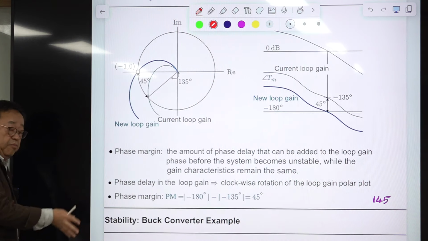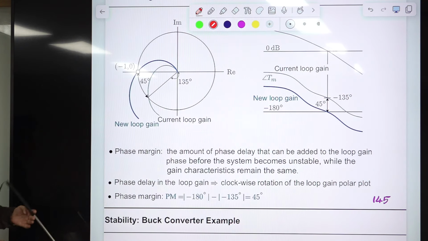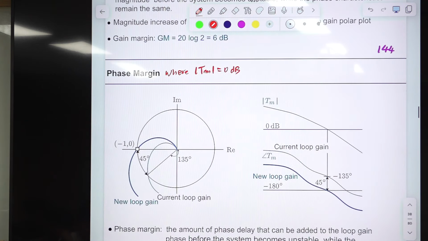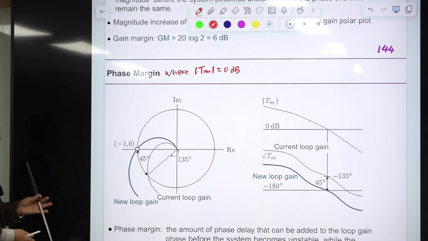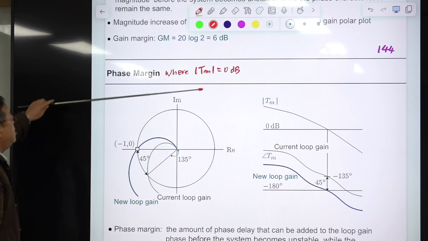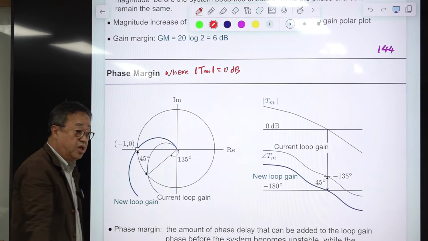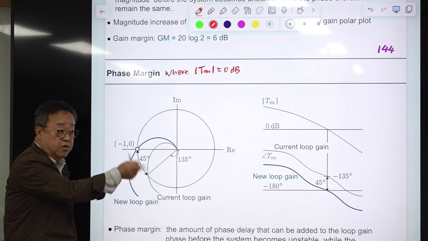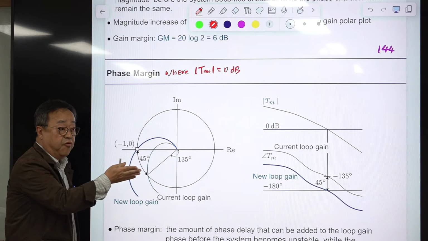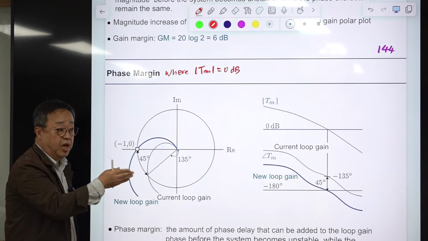So gain margin and phase margin are two different concepts. You should know at what frequency the gain margin becomes apparent, and at what frequency the phase margin becomes apparent. When you are interested in phase margin, take a look at this 0 dB crossover frequency. When you are interested in gain margin, take a look at the frequency where phase becomes minus 180 degrees.